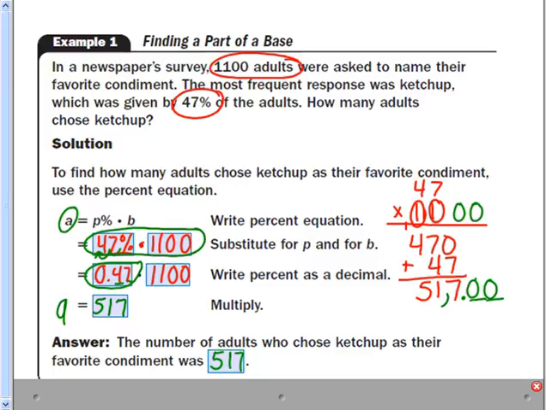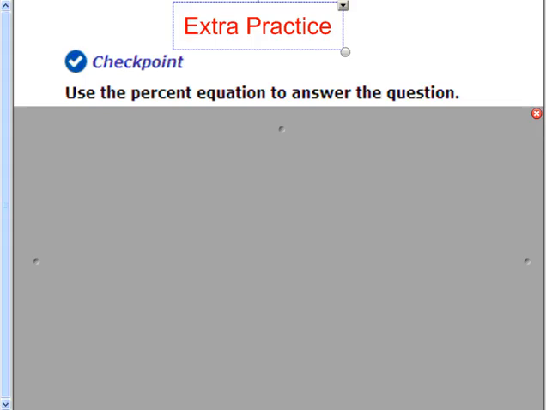Let's think if that makes sense. 47% is about 50%, a little less, isn't it? 50% would have been half the people in the survey. And if you look at the number of adults, it's pretty close to 1,000. So does it make sense that our 47% is pretty close to 500? It does make sense, doesn't it? So it's always good to think about that. Does the answer make sense?